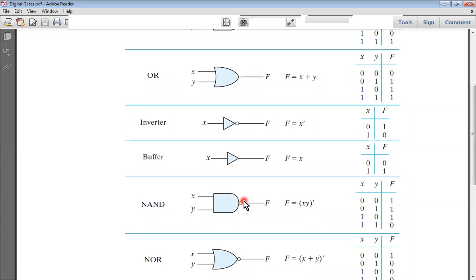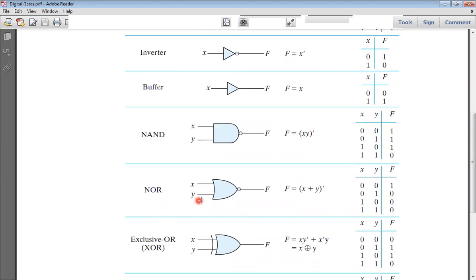And since we have added a bubble to the result, take the XY result and add a complement to it. Complement means if you get 1, convert that into 0. If you get 0, make it 1. That's what it is.